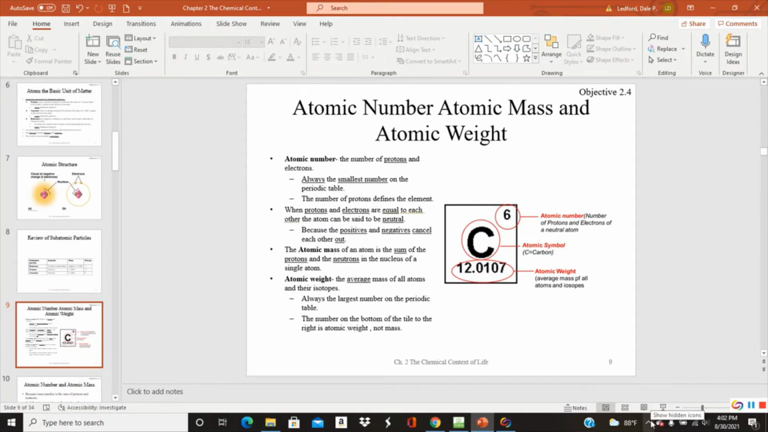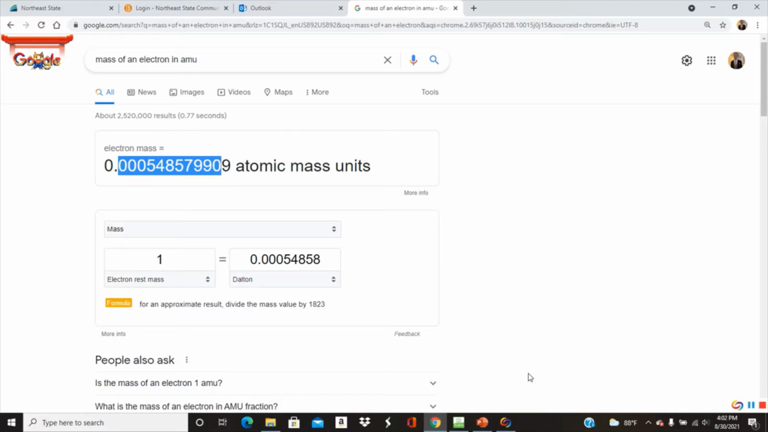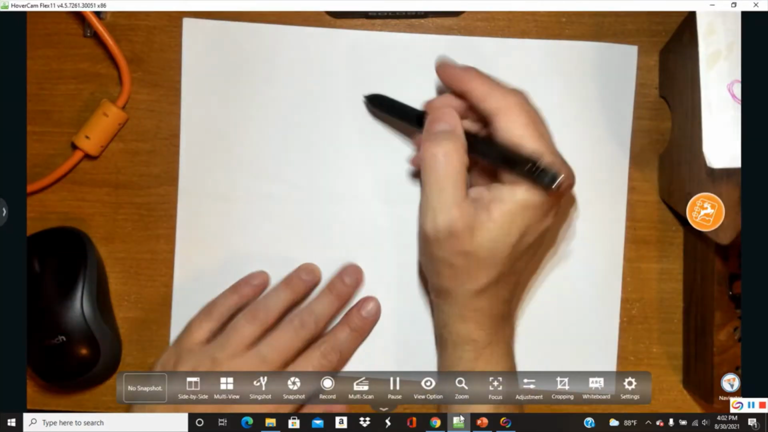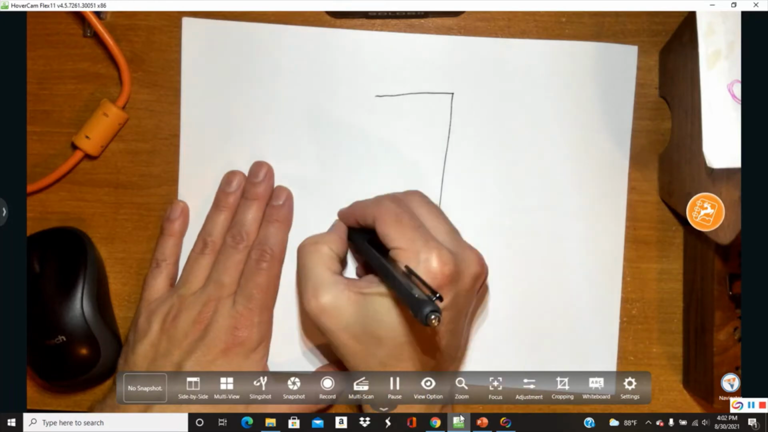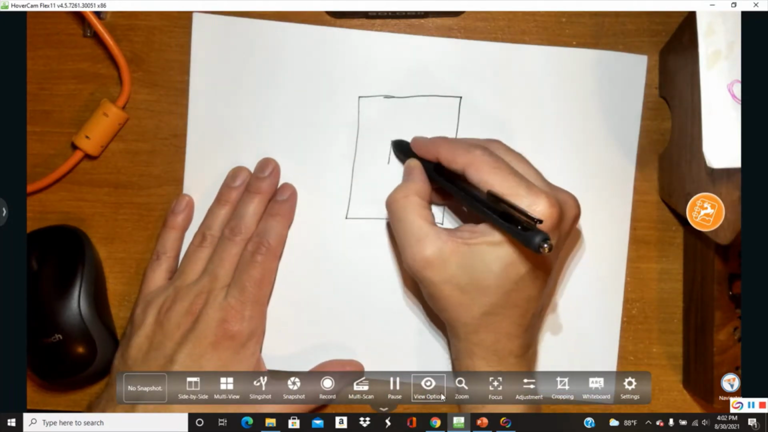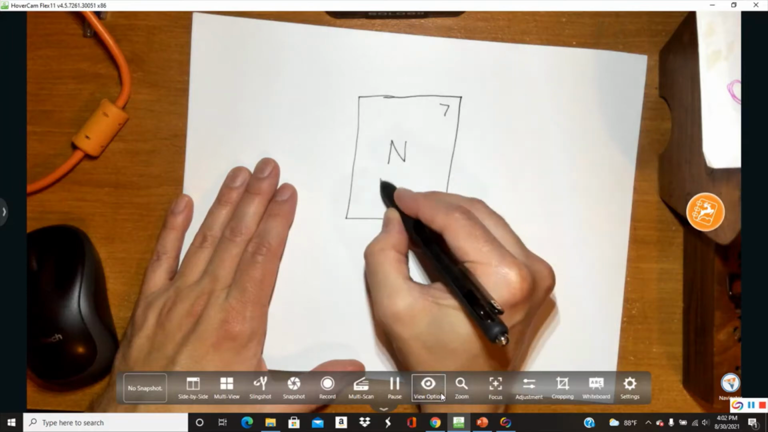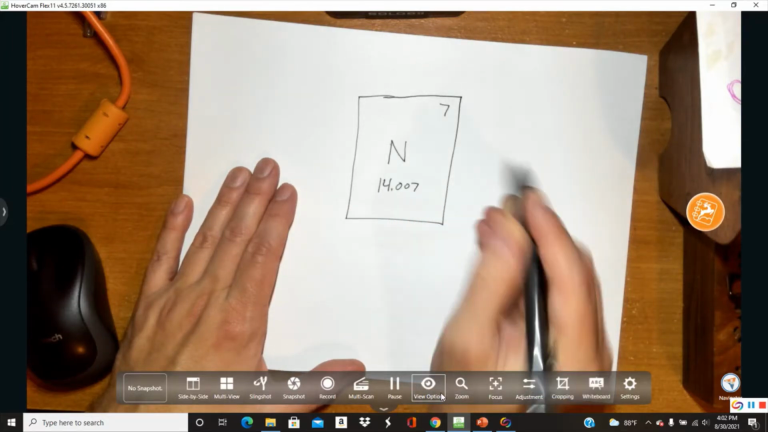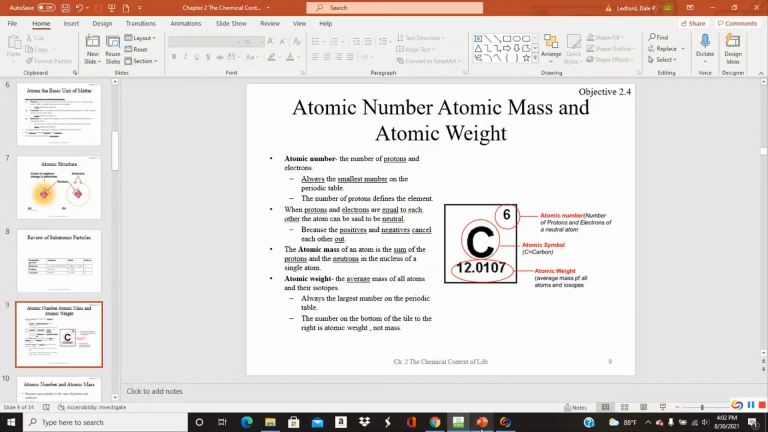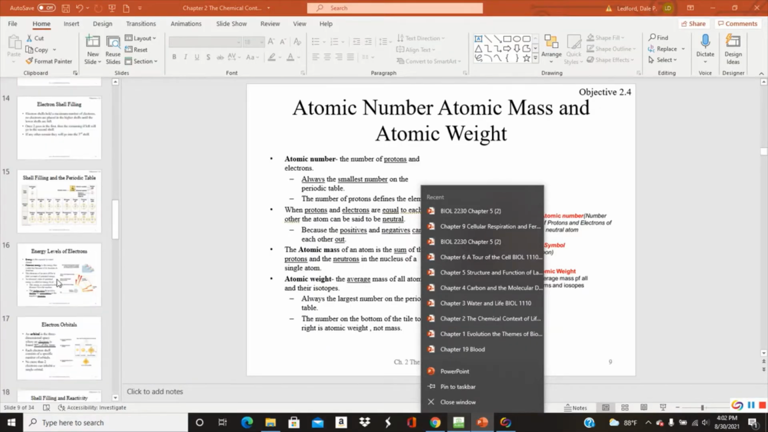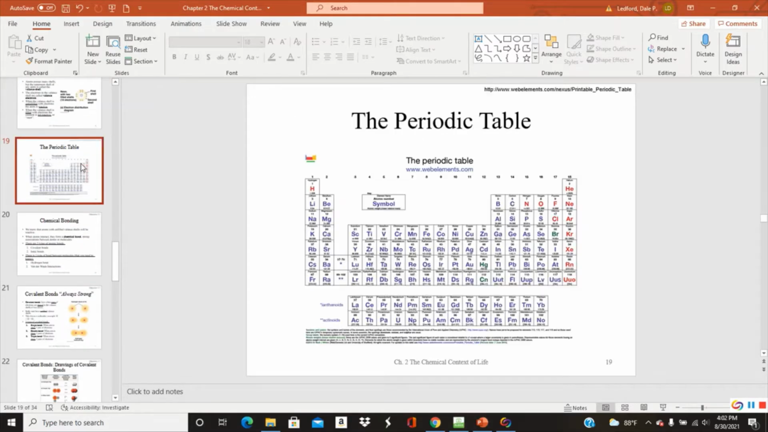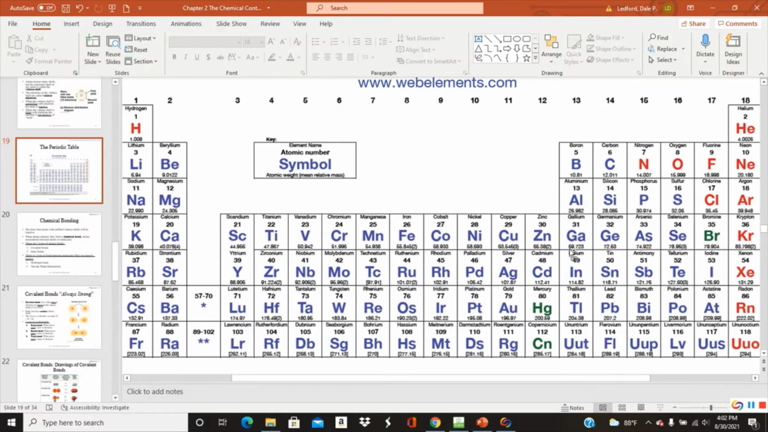Now, let's talk about your periodic table and what's going on it. The tiles of the periodic table, each individual thing on it, there is information to glean. And the information that we want to glean, let's just pick a friend of ours here. Let's pick nitrogen. Nitrogen is 14.007.